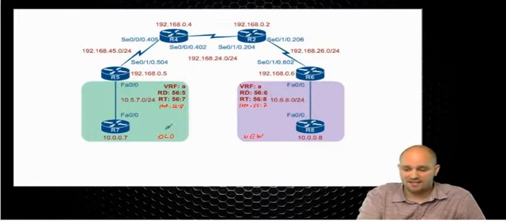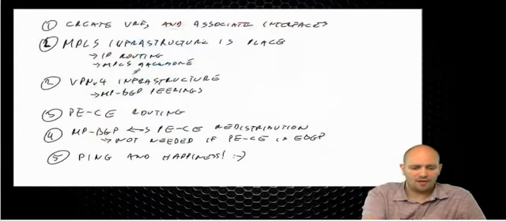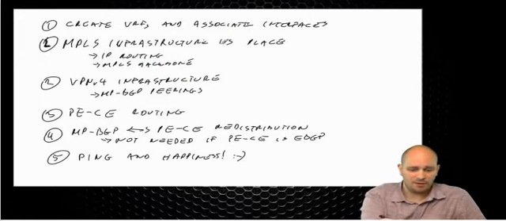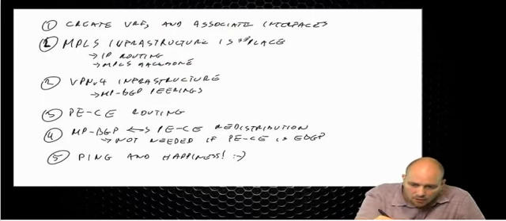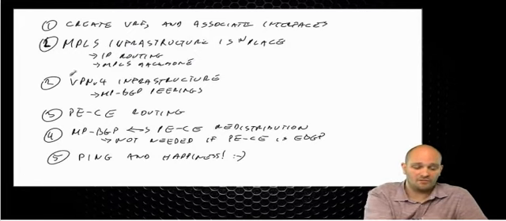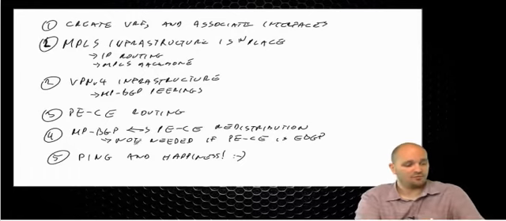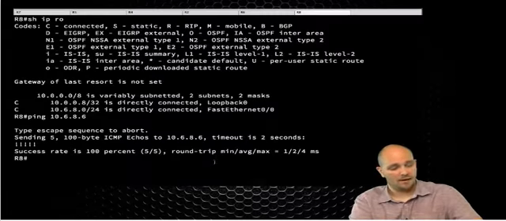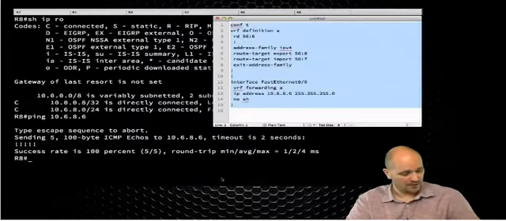Now, the next step in my checklist here, so I've done this. Now, MPLS infrastructure is in place. That is done. We have already configured that a long time ago. So now we have to build the VPNv4 infrastructure. So that means that I have to go ahead and build my BGP configuration. So that's what I'm going to be doing.